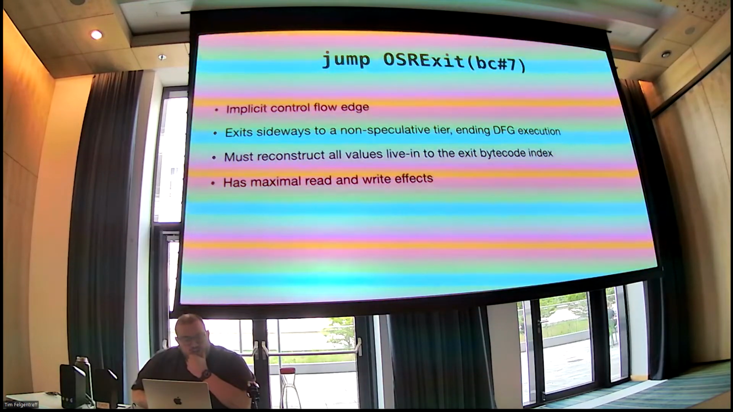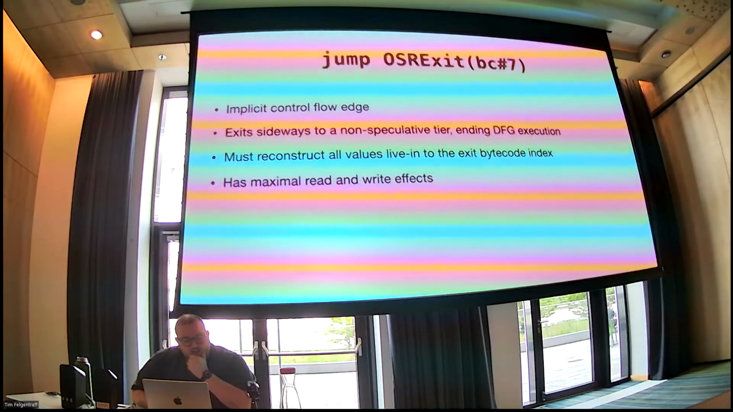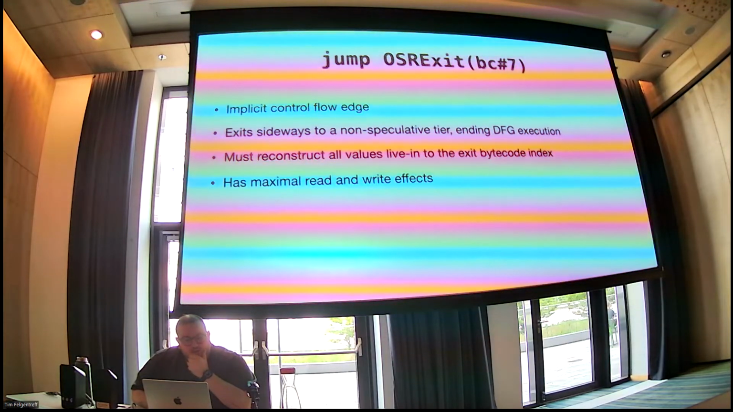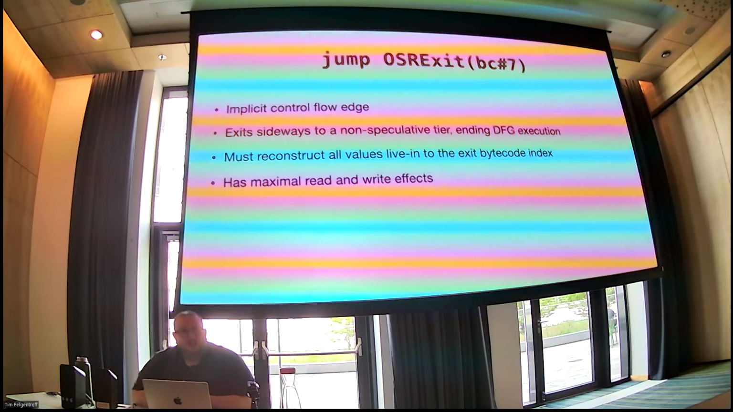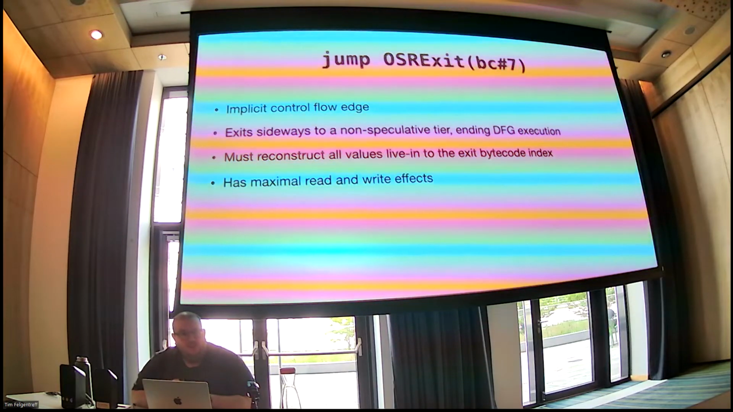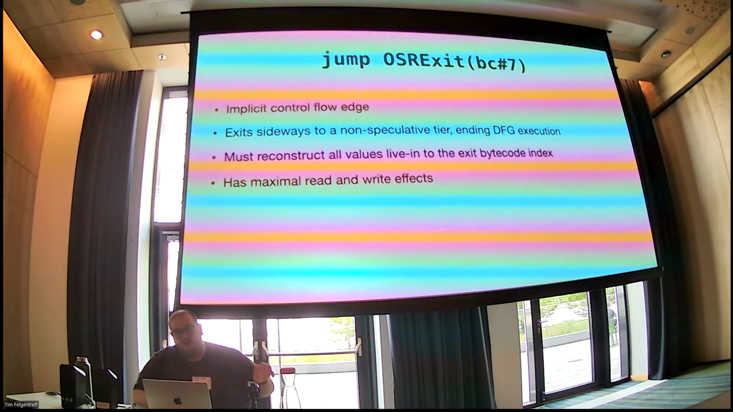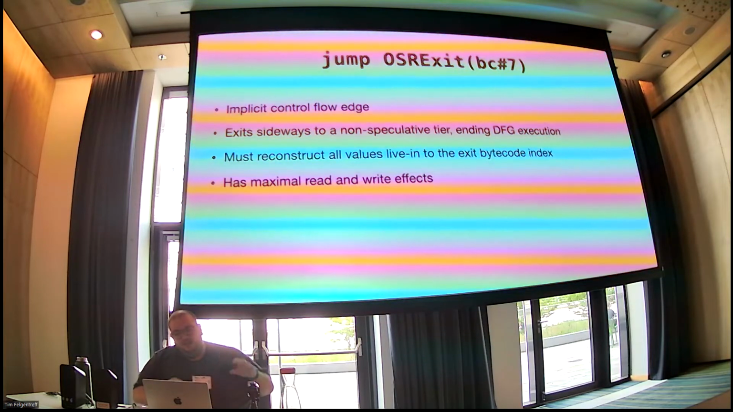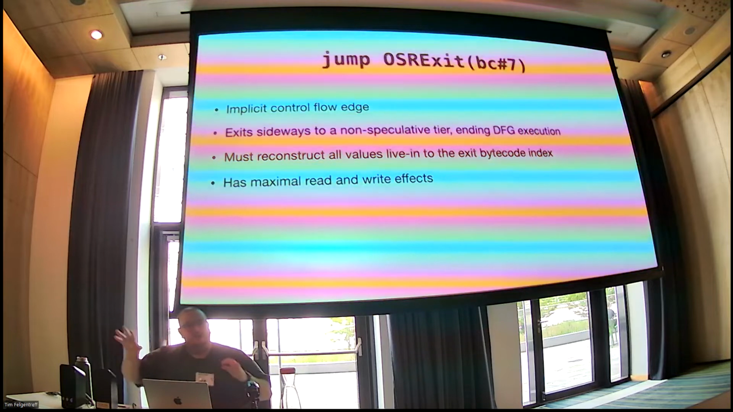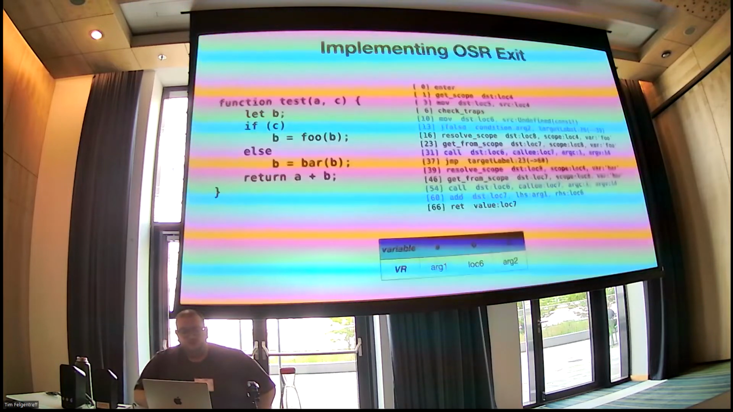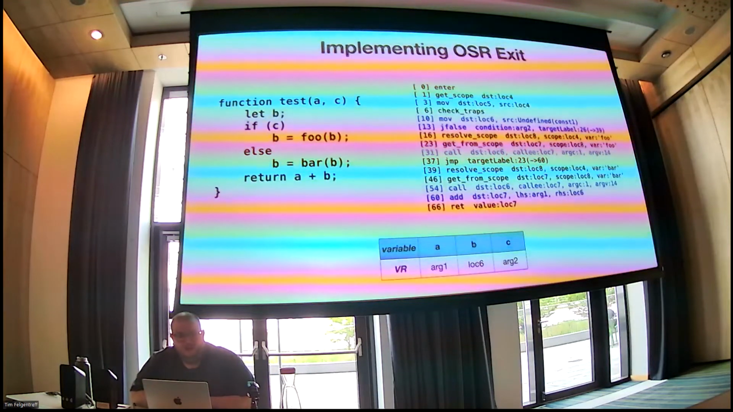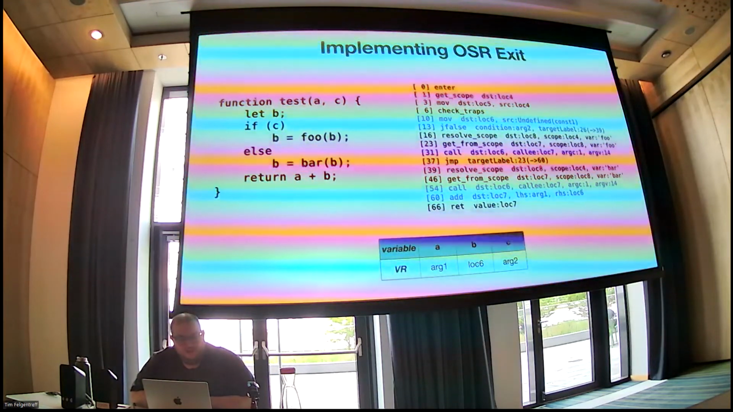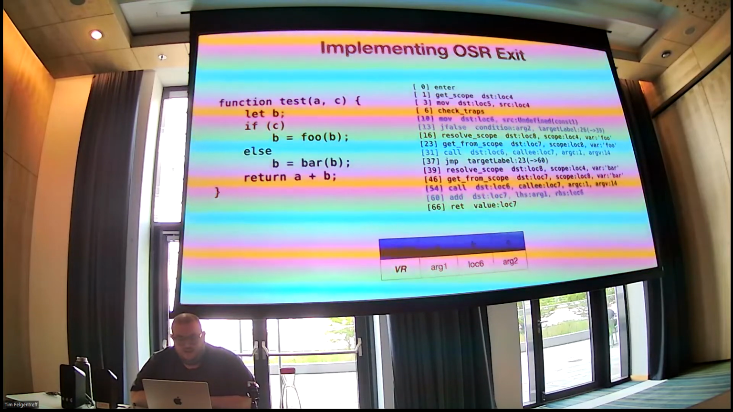And one of the key invariants here is when we do an OSR exit from our speculative tier to our bytecode tier, we must reconstruct all of the live state from that bytecode and then rematerialize the stack frame and then jump to the code. So I want to go over an example of how we do OSR exit, just because I think it's pretty interesting to think about. This is the program we're going to be looking at.